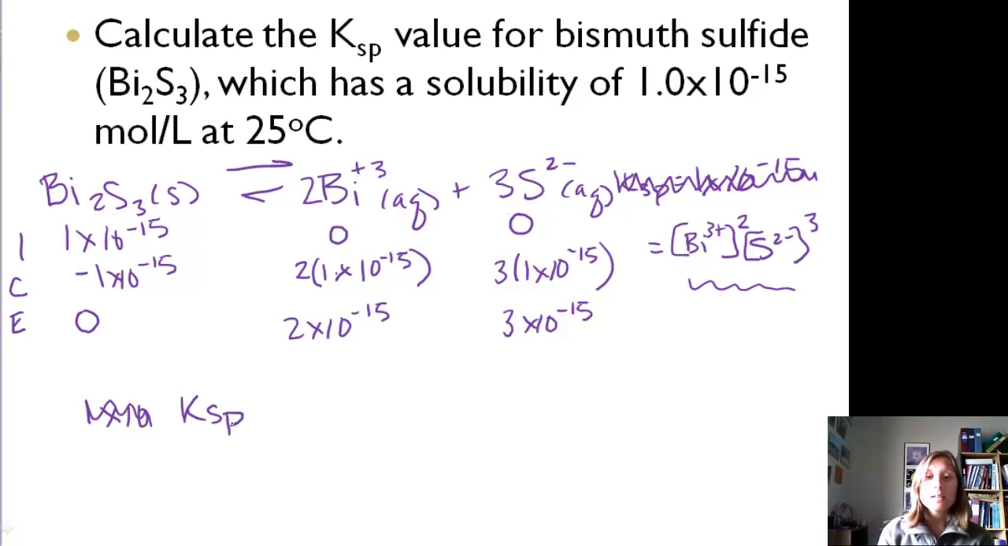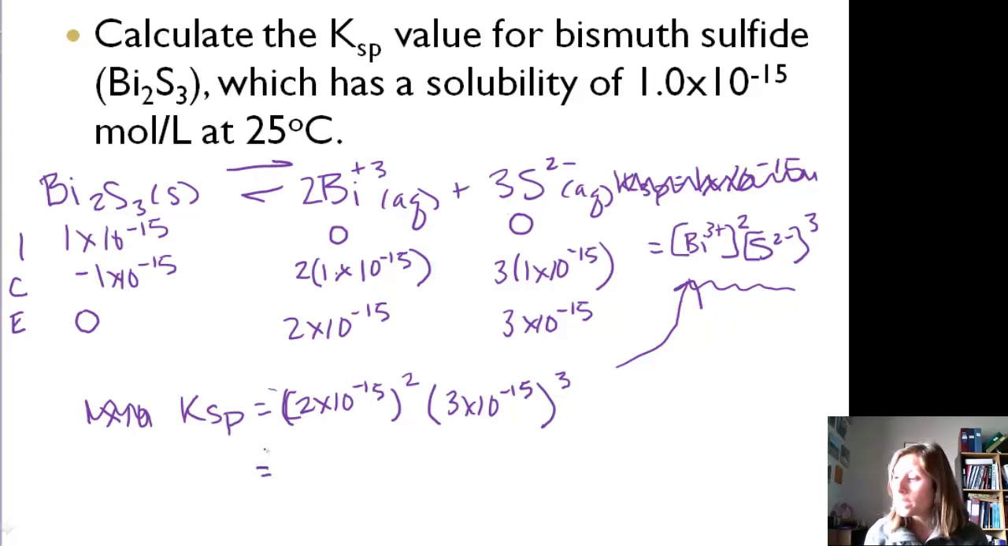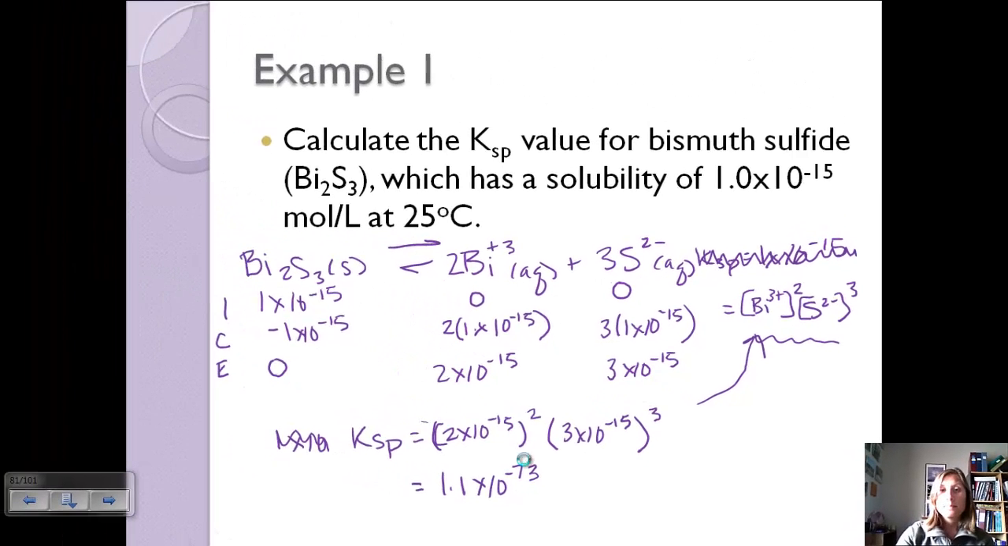So Ksp equals our concentration of bismuth ions, which is 2 times 10 to the negative 15, make those parentheses, and that's to the second. And then we've got our sulfide ions, which is 3 times 10 to the negative 15, and that gets cubed, and that's coming from up here. If we do the math and solve for that, we should get 1.1 times 10 to the negative 73, and just like before, Ksp doesn't have any units.